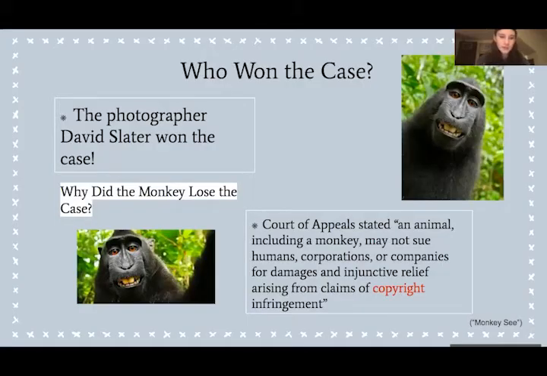Who won the case? The photographer David Slater won the case and got to keep his photos on the books, the websites, and wherever else he put the pictures. Why did the monkey lose the case? The Court of Appeals stated an animal, including a monkey, may not sue humans, corporations, or companies for damages and injunctive relief arising from claims of copyright infringement.